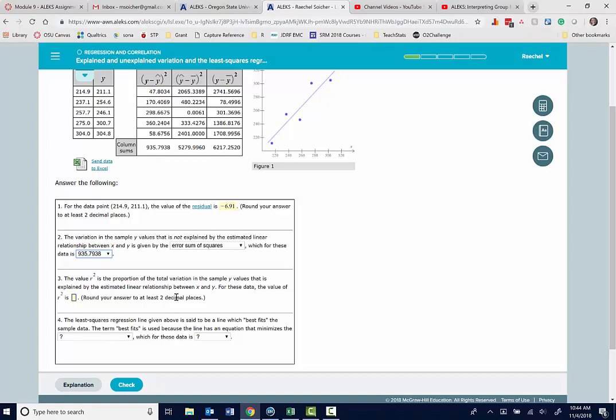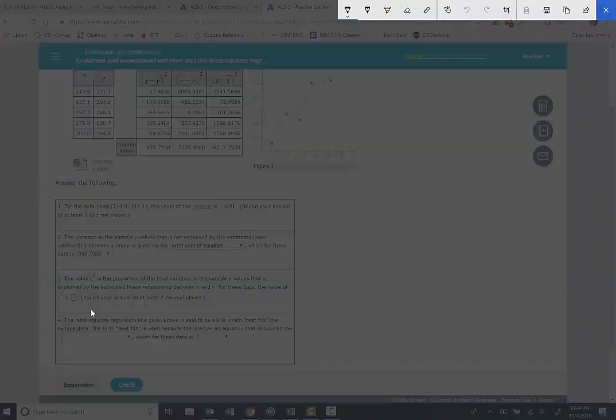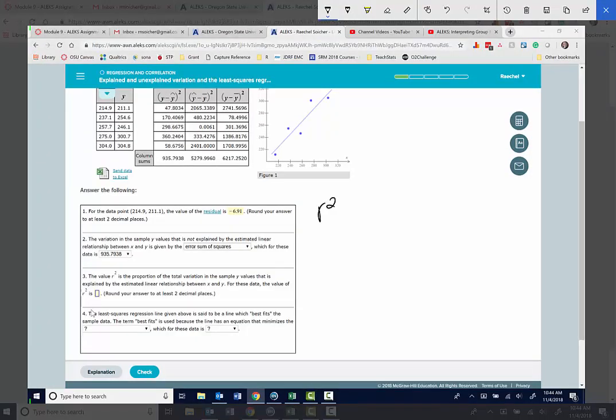Moving on to question 3, the value r squared is the proportion of the total variation in the sample y values that is explained by the estimated linear relationship. And for these data, the value of r squared is equal to. So in order to calculate r squared, r squared is equal to the regression sum of squares divided by the sum of squares total.